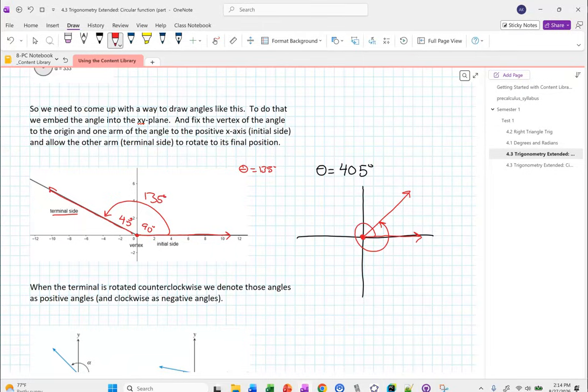Okay? So here we go. I can do angles as big as I want, right? We also hinted that there were negative angles. Probably some of us ran into a negative angle in your Delta Math just a moment ago. What am I going to do with a negative angle?